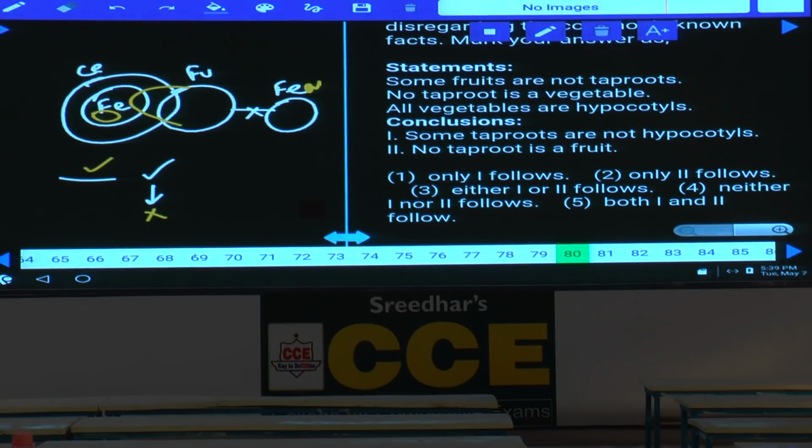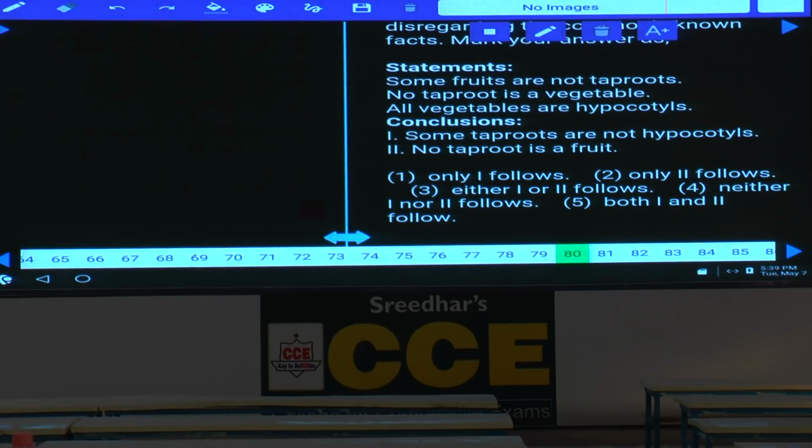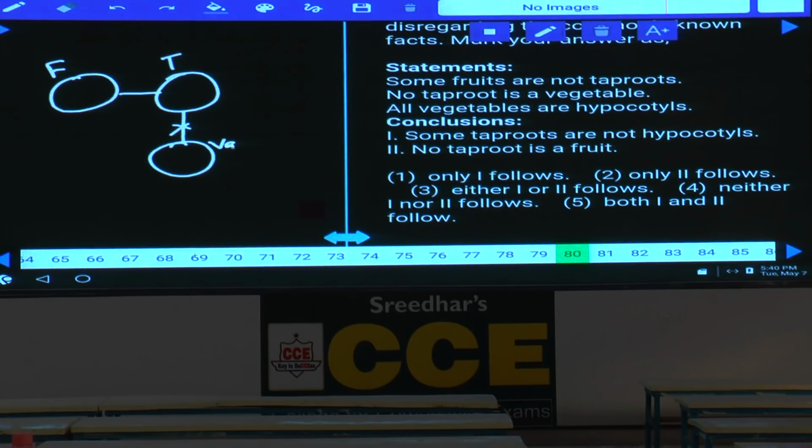Then question number 80. Some fruits are not taproots. It comes under some not. Now some not in the basic diagram we have to write like this only. Fruit and taproot. Some fruits are not taproots, and next one, no taproot is a vegetable, no intersection between taproot and vegetable, and all vegetables are hypocotyls.